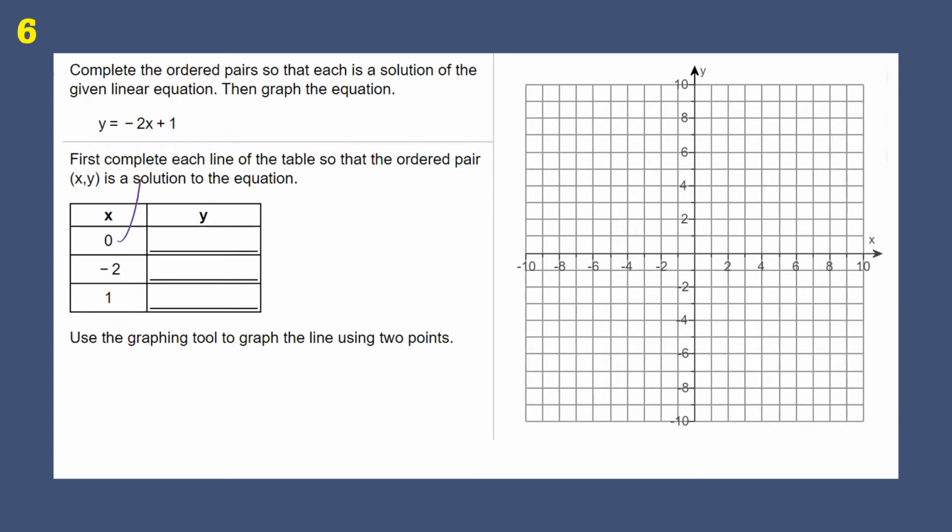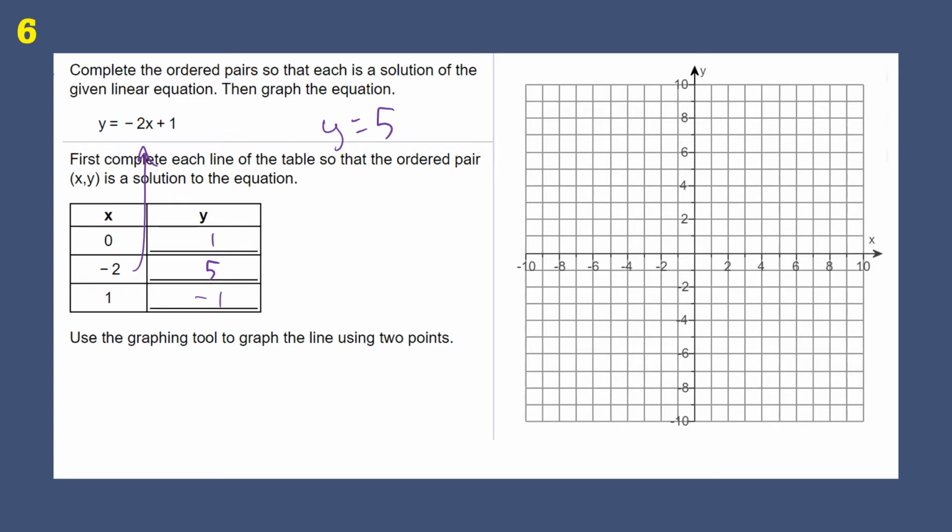If we plug in 0 for x, we end up with y equals 0 plus 1, or y equals 1. And if we plug in each thing for x, the next thing we plug in is that -2. And so the -2 and the -2 cancel out. That gives me y equals +4 plus 1, or 5. And the last one, we plug in 1 and we get -2 plus 1, which is going to be -1.